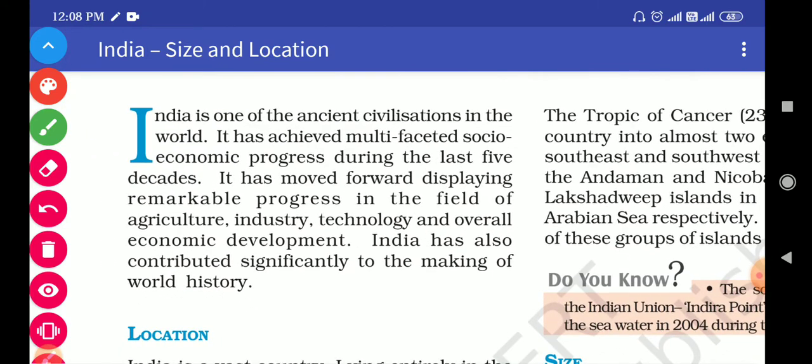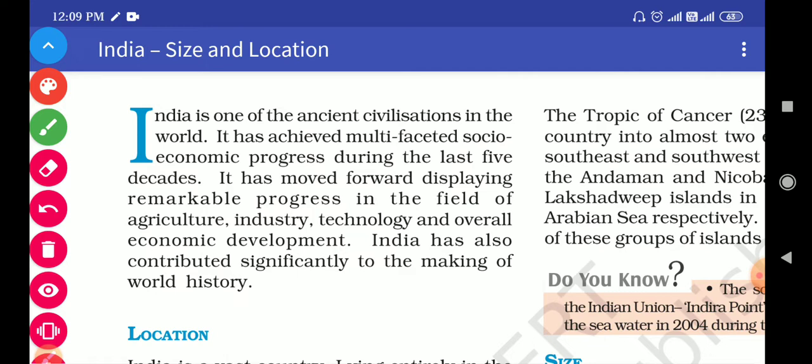Introduction. India is one of the ancient civilizations in the world. It has achieved multifaceted socio-economic progress during the last 5 decades. It has moved forward, displaying remarkable progress in the field of agriculture, industry, technology, and overall economic development. India has also contributed significantly to the making of world history.